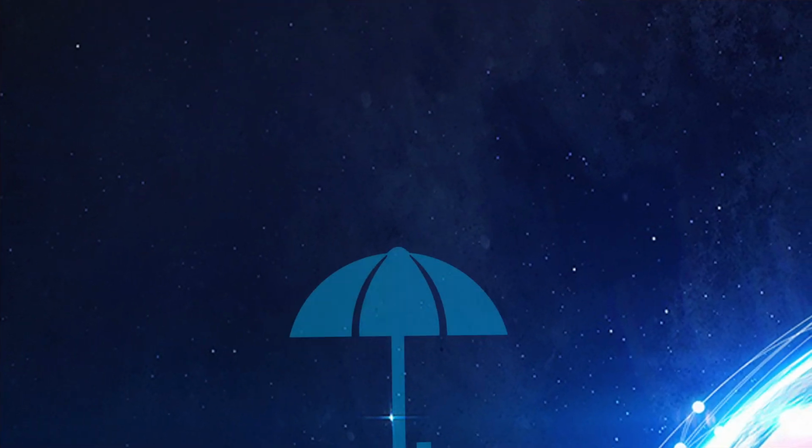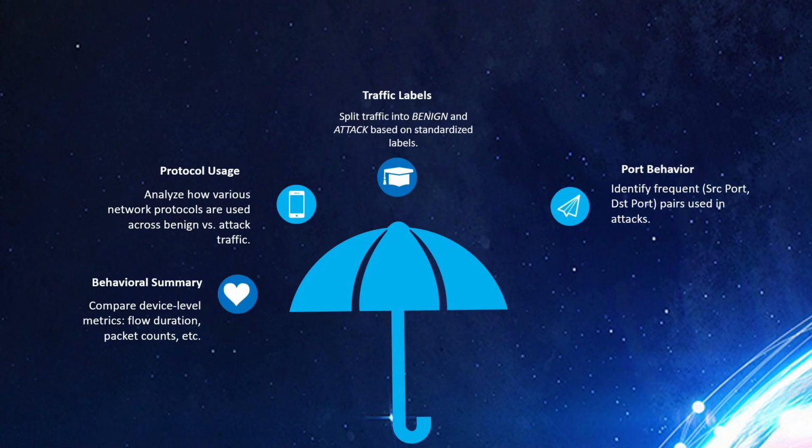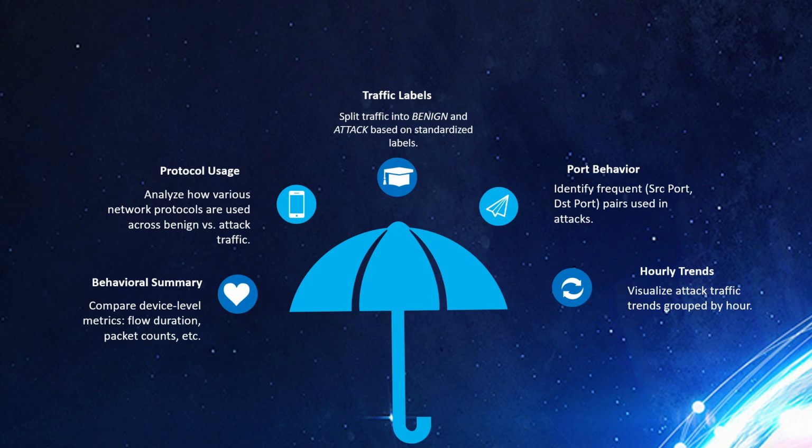We broke the analysis into 5 key areas: the protocol usage, to identify which network protocols are commonly exploited in attacks; the traffic labeling, where we classified each record as either benign or attack; the port behavior, examining which port combinations were frequently used during intrusions; the hourly trends, to find what times of day attacks were most active; and device level behavior, analyzing packet count and flow duration to spot suspicious device activity.